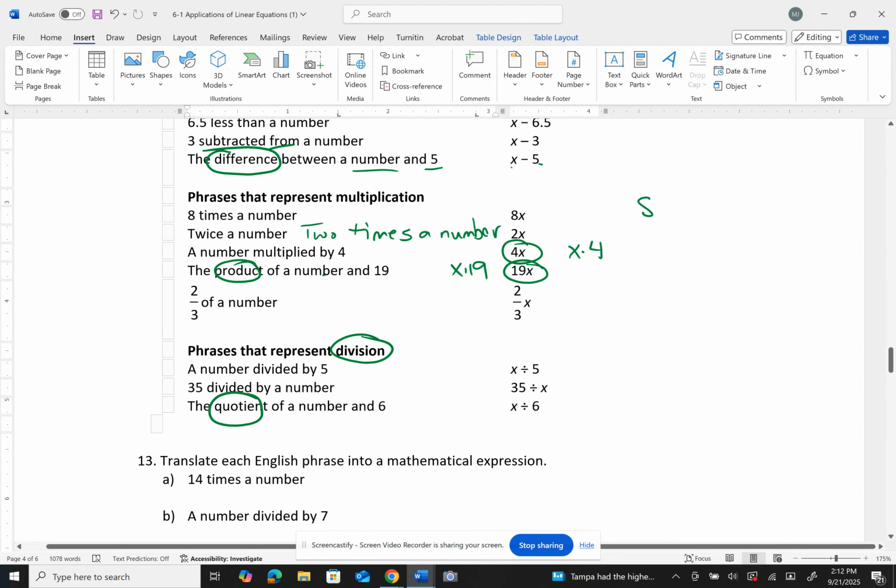If I wanted to say 8 times x, the best way to do it is just 8x. When there's no apparent symbol in between two things, it's understood to be multiplication. But it could be written like that, or with 2 sets of parentheses, or with an asterisk.